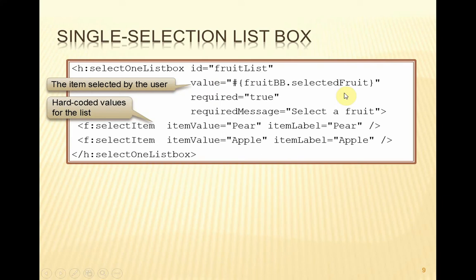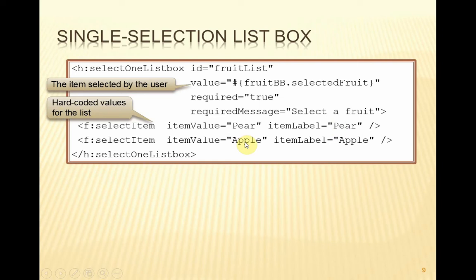We also need to provide a set of values from which the user can pick. In this example, we've hard-coded the values. Nested within the select one list box element, we've got a number of select item elements, which are value label pairs. The first item has a value of pear with a label the same, and the second one has a value of apple with a label of apple.